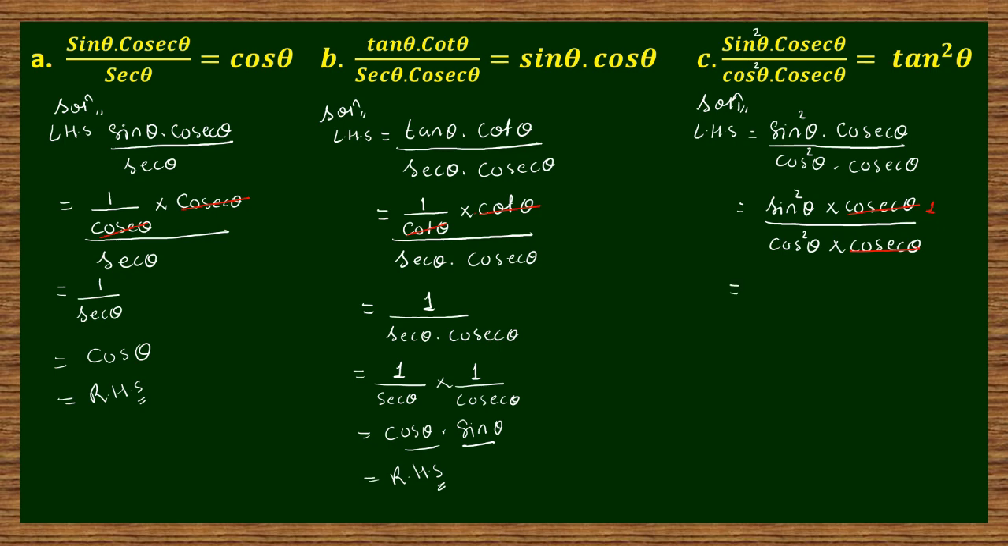So we can write sin square theta divided by cos square theta. So we know by the formula tan square theta equals sin square theta by cos square theta. Therefore sin square theta divided by cos square theta is equal to tan square theta, and this is our remaining answer, RHS. So for the next question, we'll be going on another page.